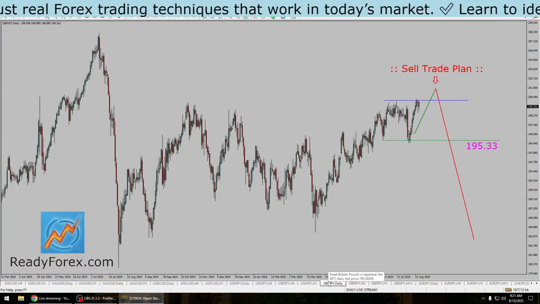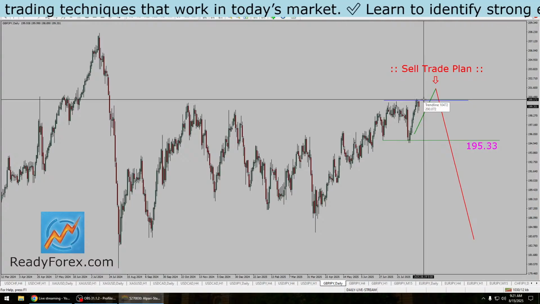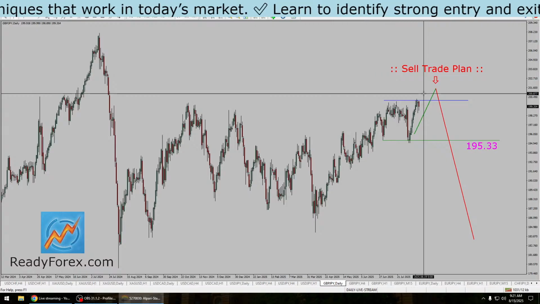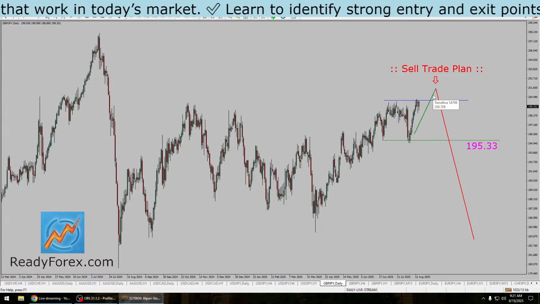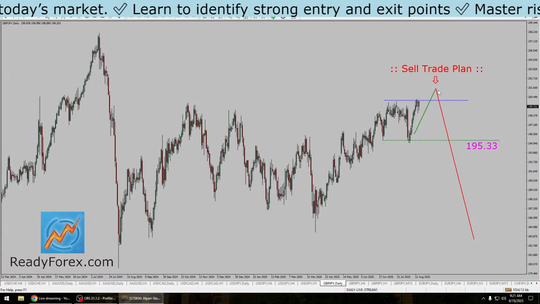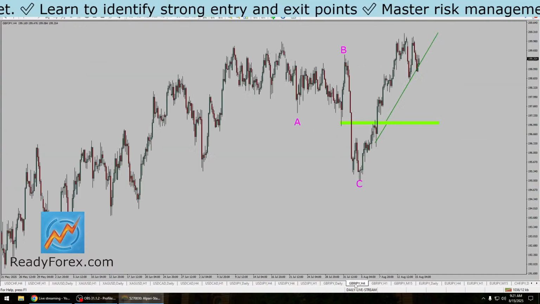Next one is the GBPJPY. I have a sell trade plan for GBPJPY pair. I'm waiting for the market to show me a bullish breakout first, create a false breakout or a head fake pattern, and then once market starts the decline, use your own day trading strategies to look for potential sell trade setups.